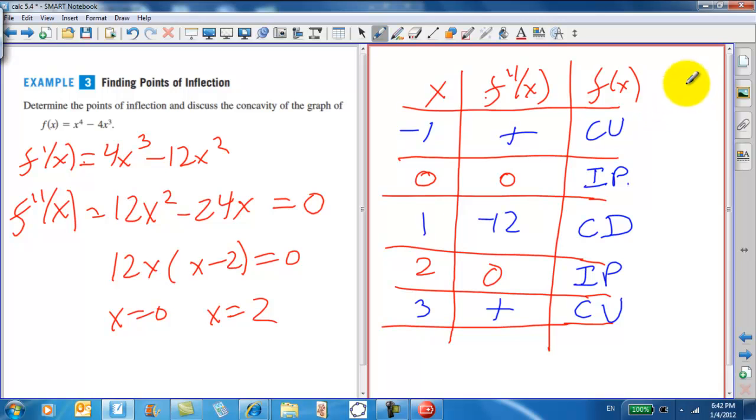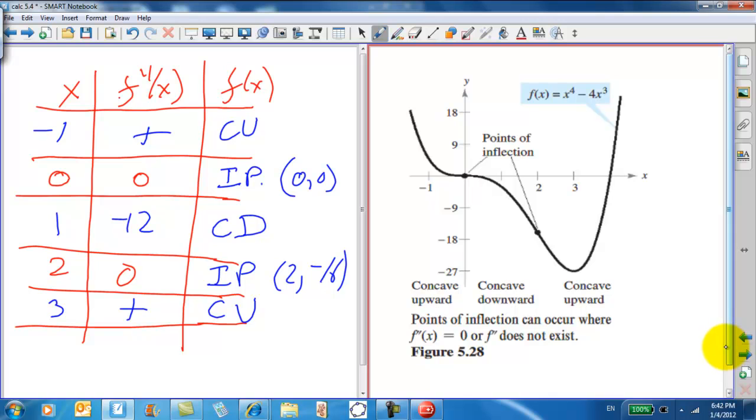So that means, what are the actual values here? When you put 0 into the original function, you get 0. So this is the point 0, 0. And when you put 2 into the original function, you get 4 times 2, 32 minus 12 times 4, 48, and you get negative 16. Let's try that again. When you put 2 in, 16 minus 32 is negative 16. Oh yeah, that looks about right. There's your inflection point at 2, negative 16. And here's another inflection point at 0, 0.